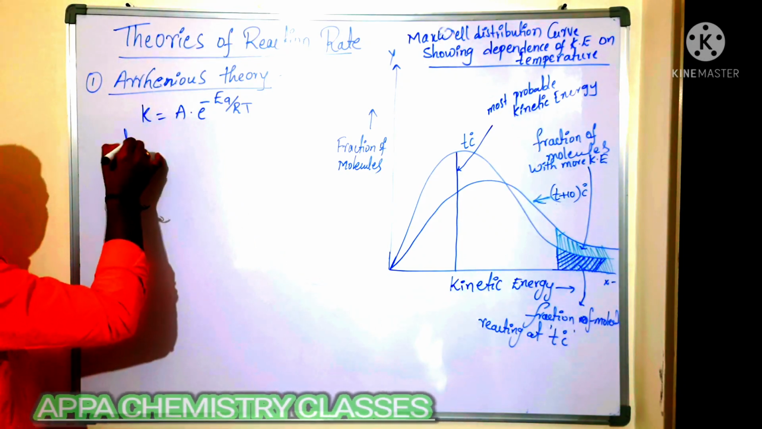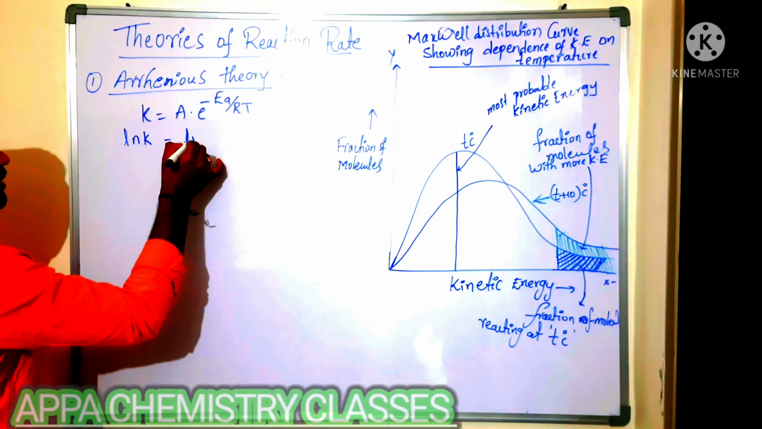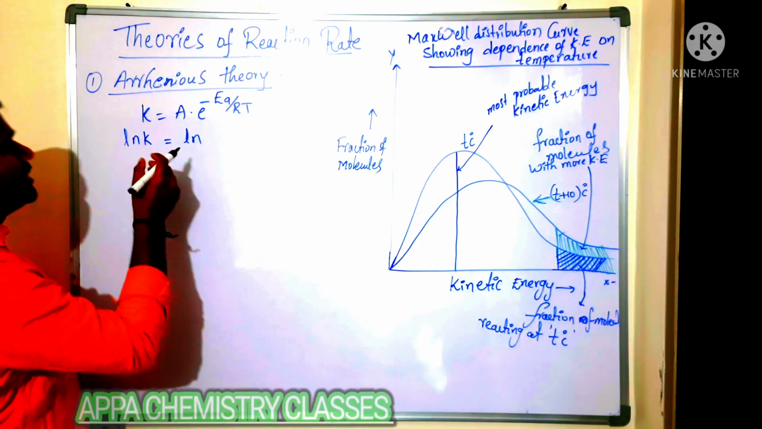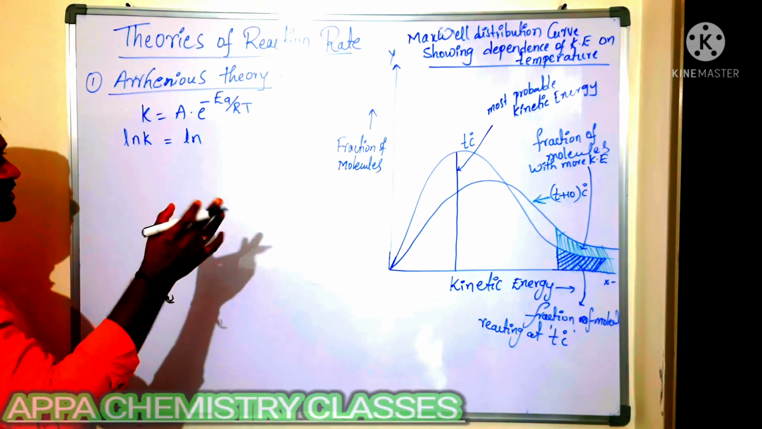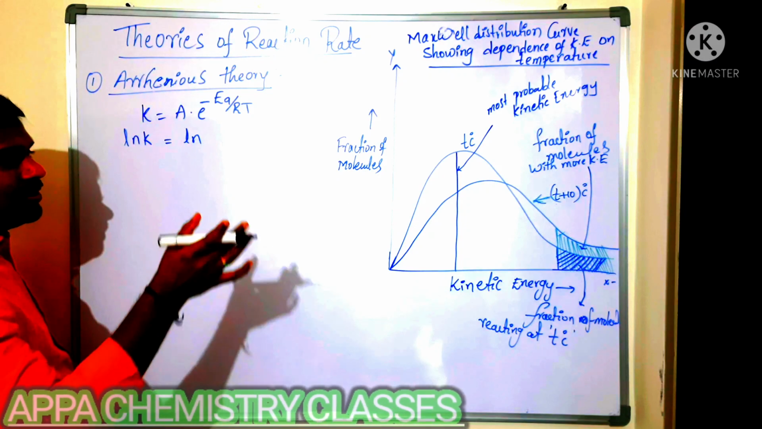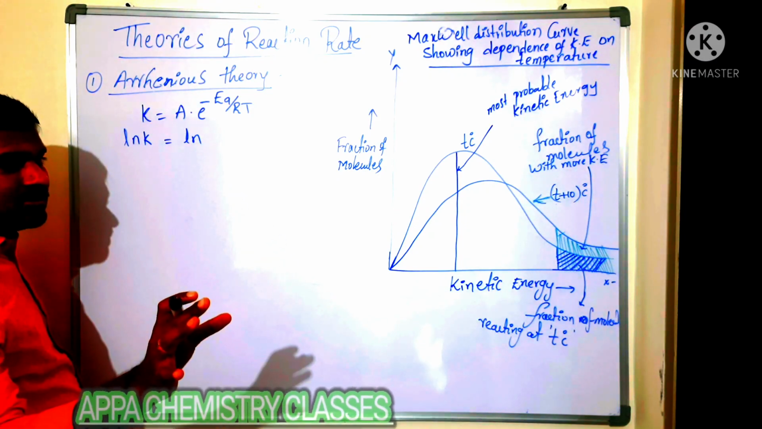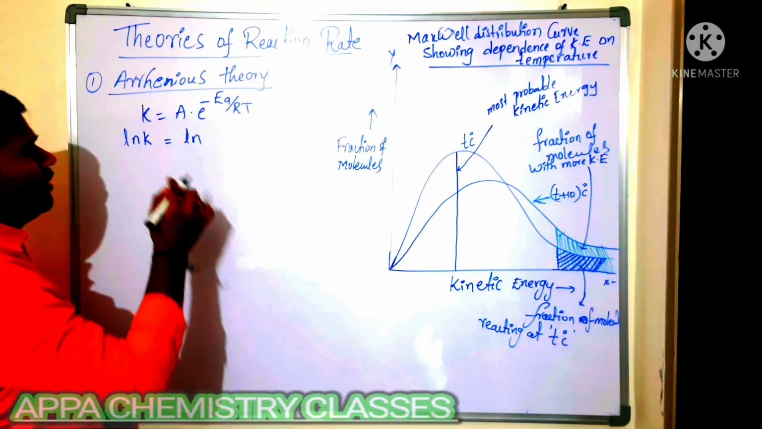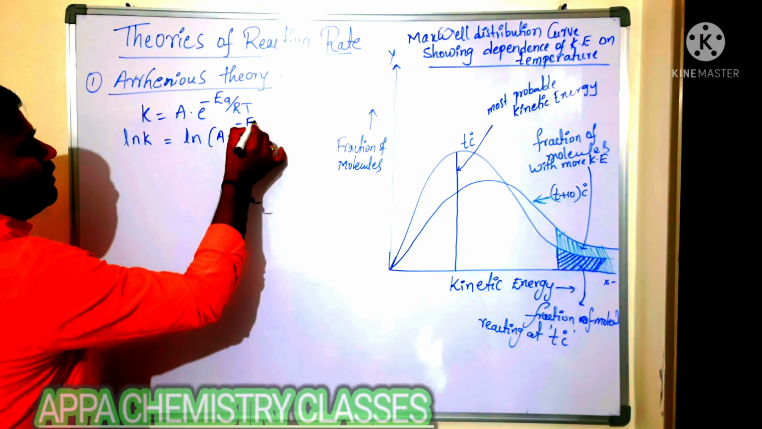Now how will it be? Apply the logarithm on both sides: ln K. Ln means log base e. What is the difference between log and ln here? Ln means log base e, and if you write log, it is base 10. So ln of K equals ln of A into e^(-Ea/RT).